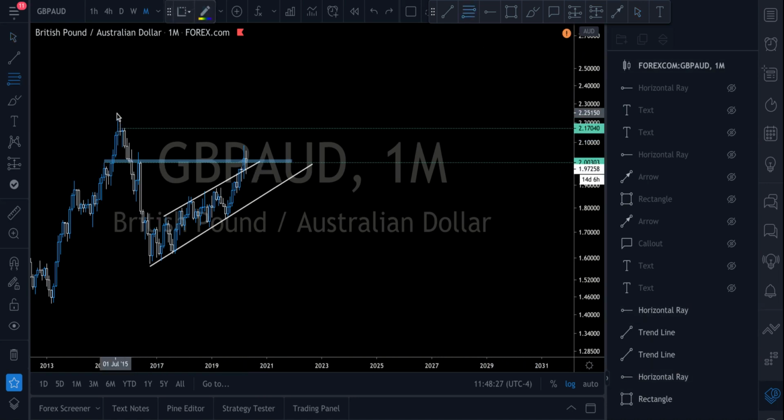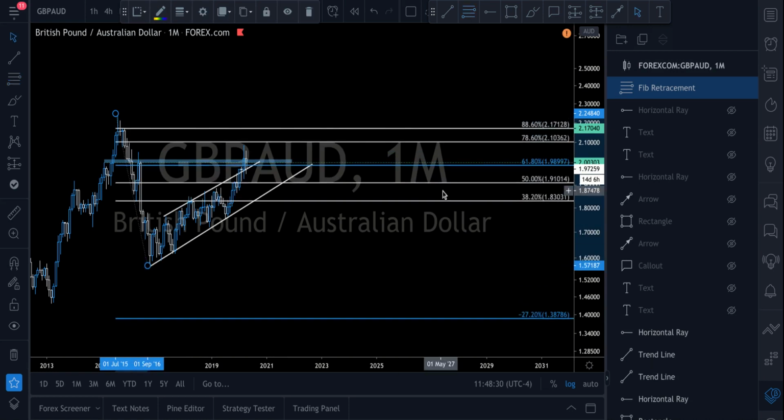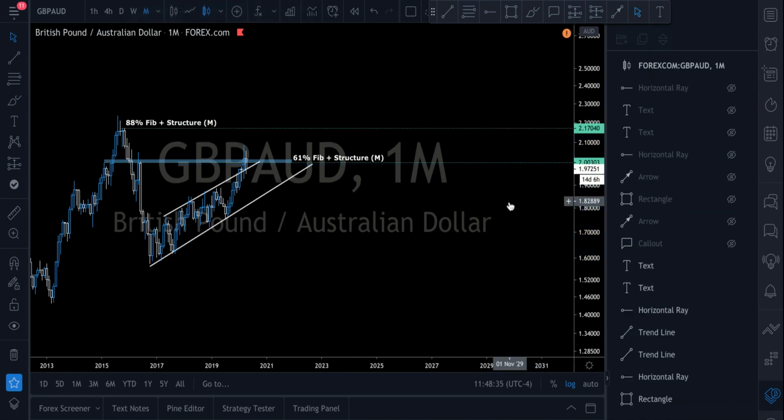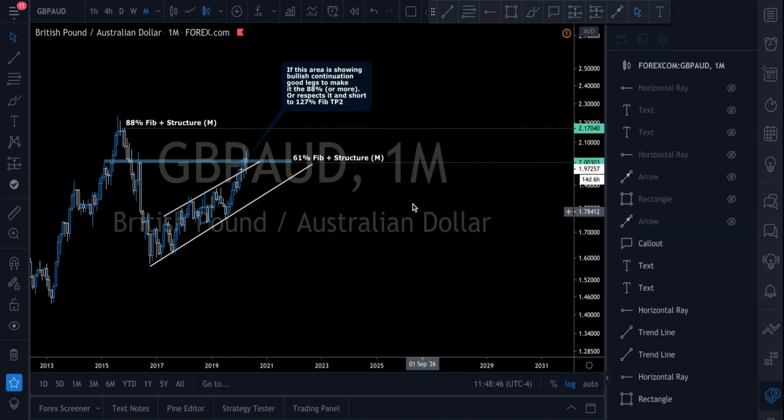So just real quick, I wanted to get you guys understanding what I was looking at. This is the 61% fib, and then that was the 80% fib, and we're using those as guidelines for how we were going to look at this particular leg and react to it. Basically what I said is, if this area is showing any type of bullish continuation, it has good legs to make it up to this 88 fib, which is also this monthly structure. Otherwise, it's going to respect it, and then we're going to short it down to the 127 fib towards TP2.